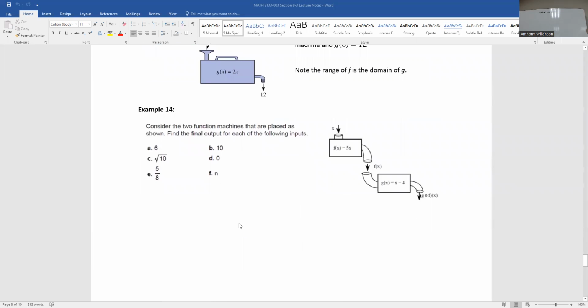Now, let's look at example 14 where we got a function machine. We're going to put some value of x in that function machine for f of x, which is equal to 5x. Then whatever that is, we'll substitute it for x in the g of x function to get the output of the composition of g with f of x. Okay. All right, so let's take a look at each one of these. Let's say I want to consider those two function machines that are placed as shown and then find the final output of the following inputs.